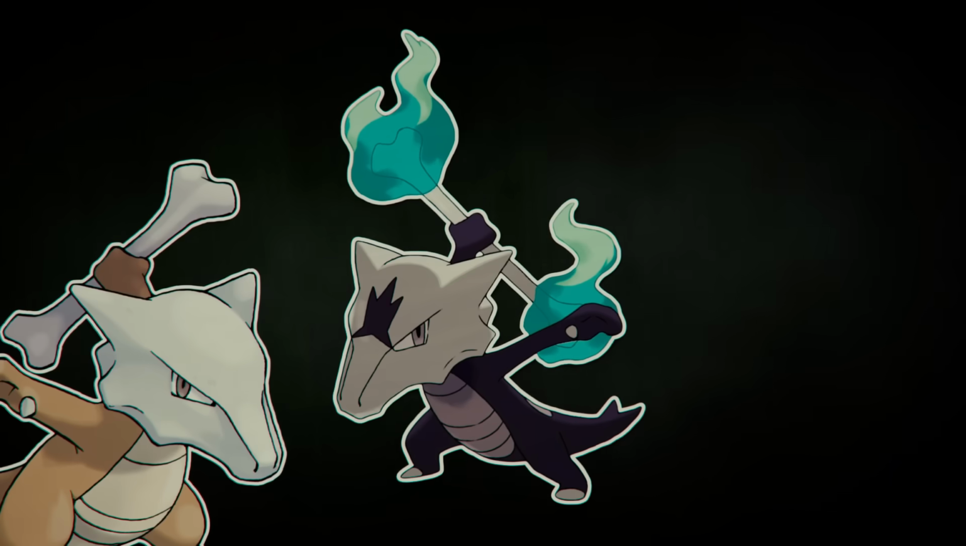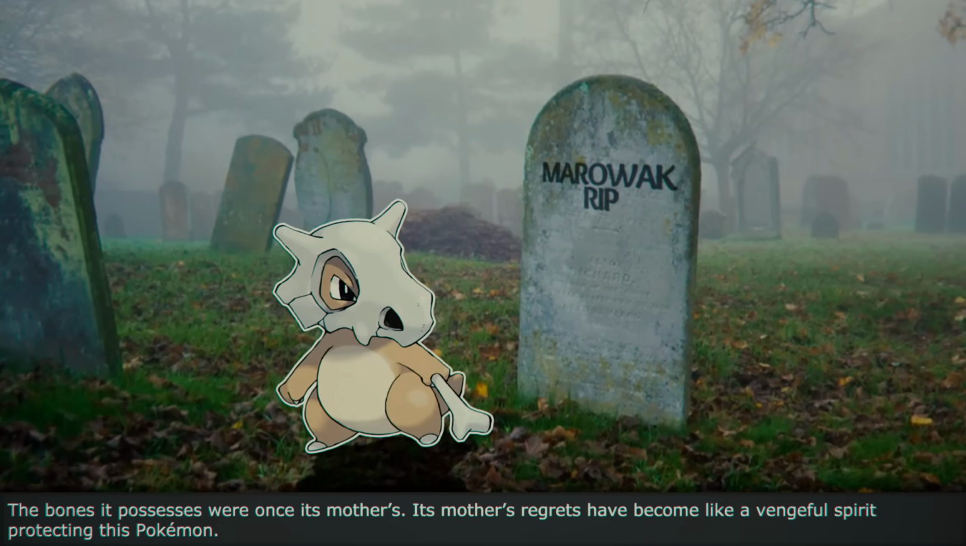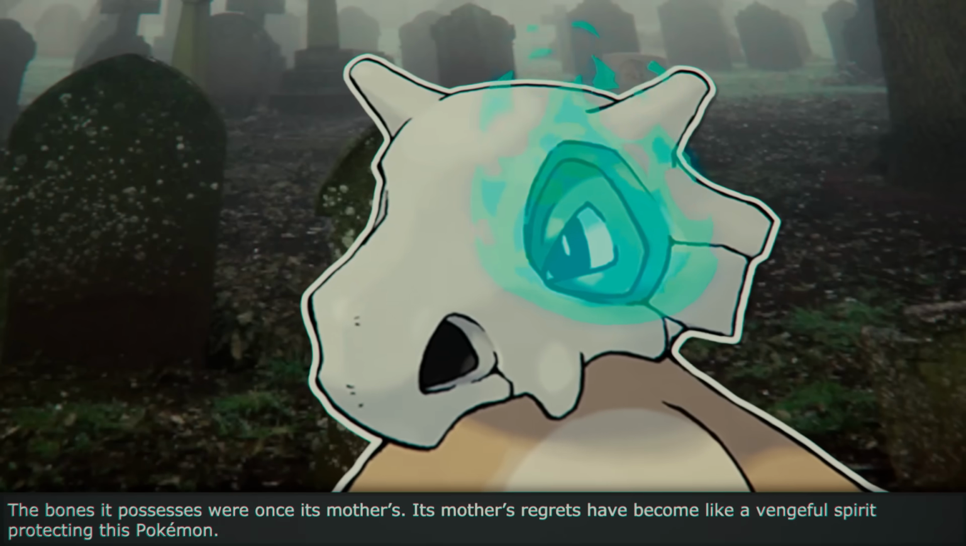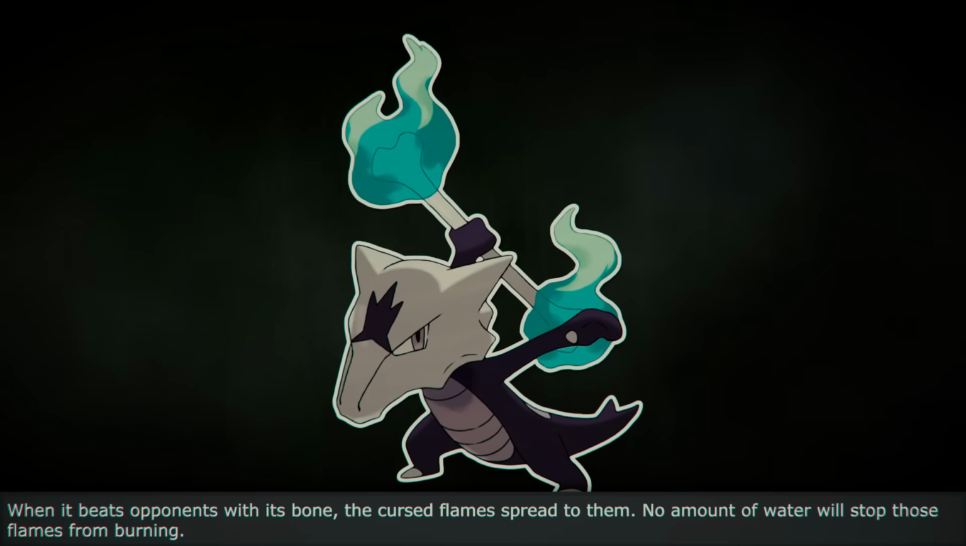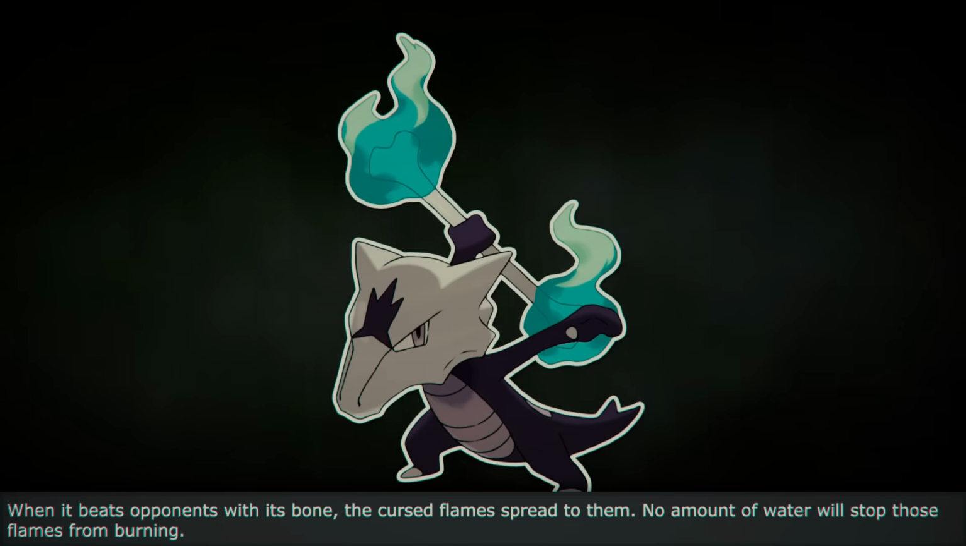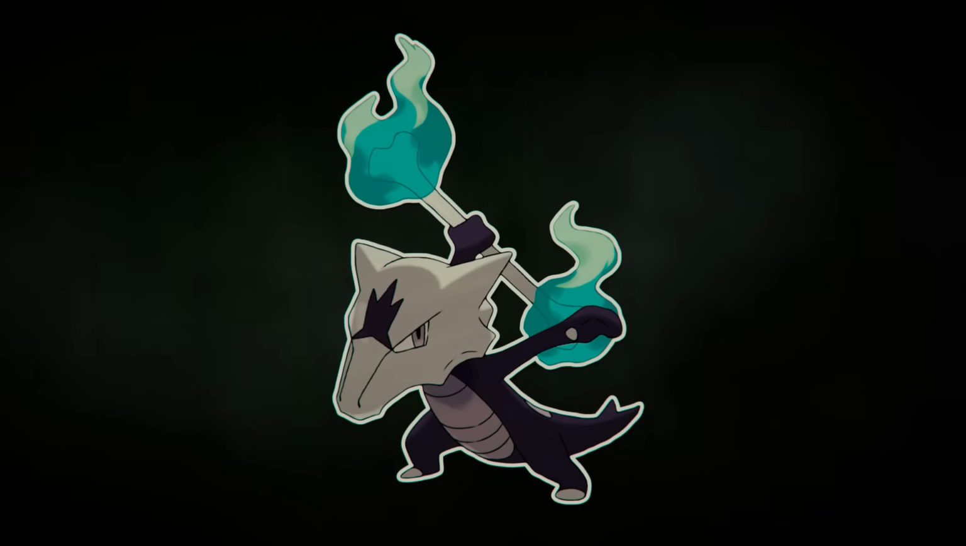Alolan Marowak is a step above that of a normal Marowak. Rather than just sulking in the loss of its mother, it gains a vengeful spirit, and ghost powers to go with it, as ghostly flames that cannot be put out form on the ends of its bone. Its vengeful spirit burns, and burns at the souls of others.